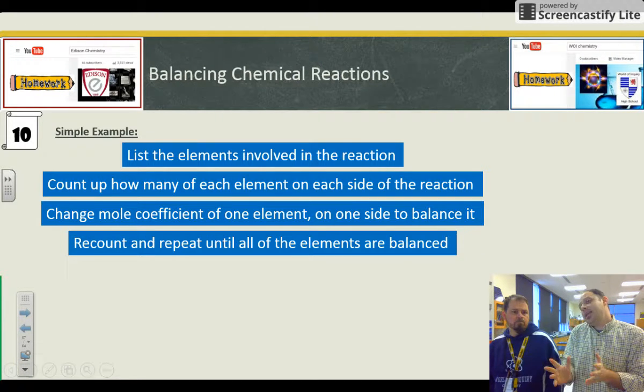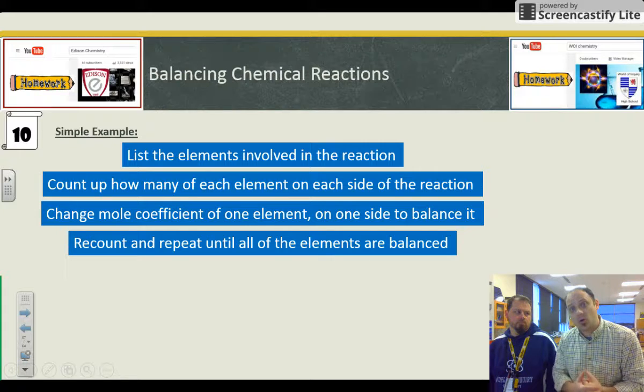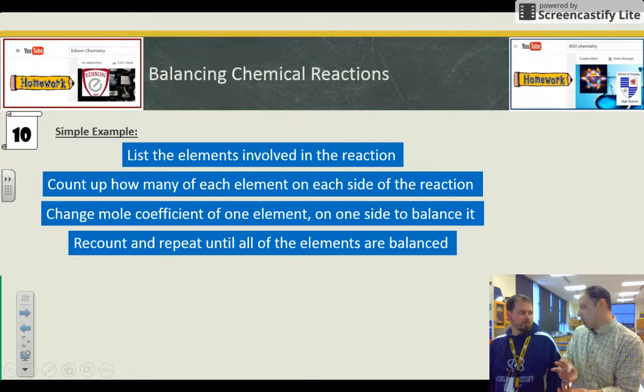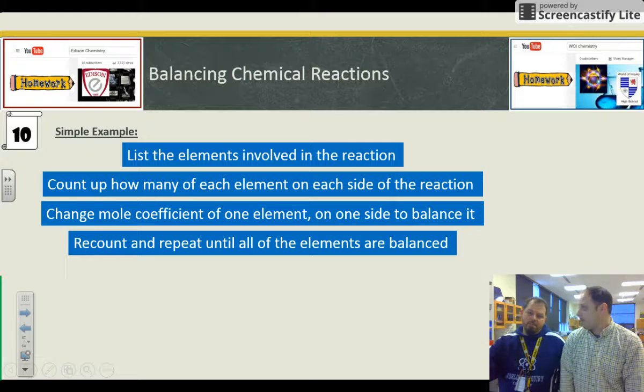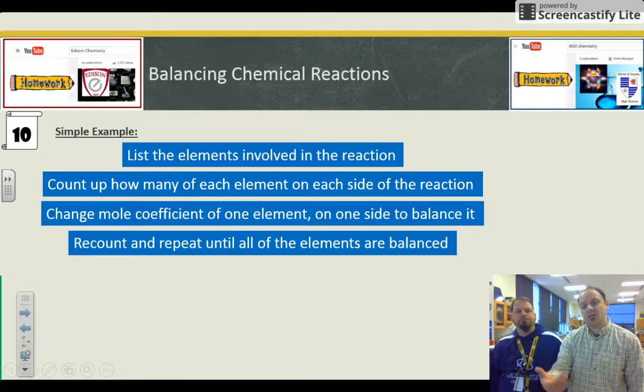We're going to change the mole coefficient in the chemical equation. So we're going to change the number of hydrogen molecules or the number of oxygen molecules or the number of water molecules to try and balance it if it's out of whack. Now, this is what we're talking about. It's in the actual equation. We have to change it there first before we recount. And then we recount until all the elements are balanced.